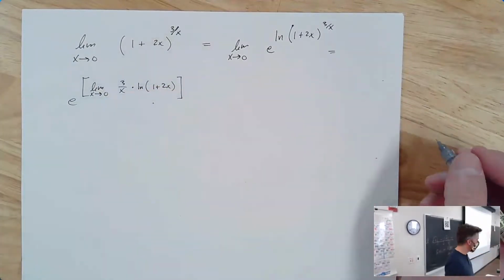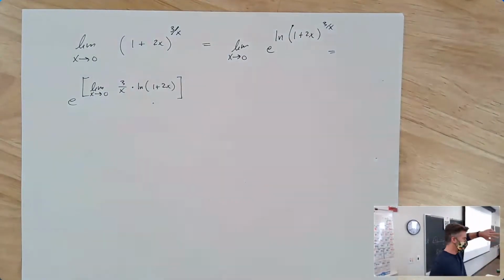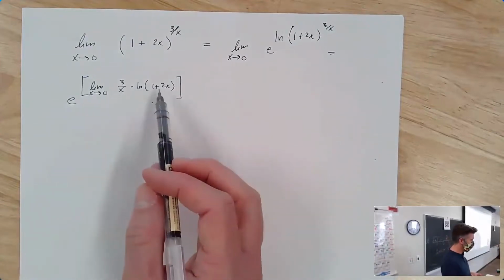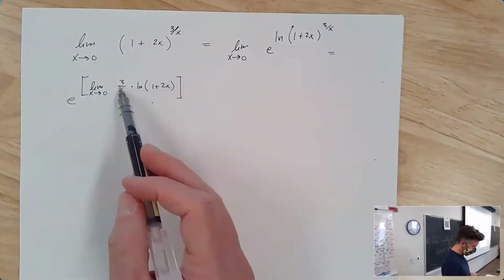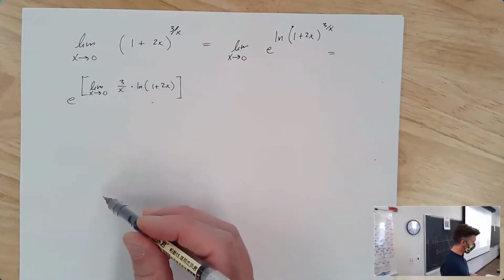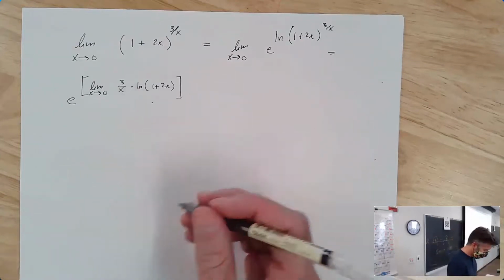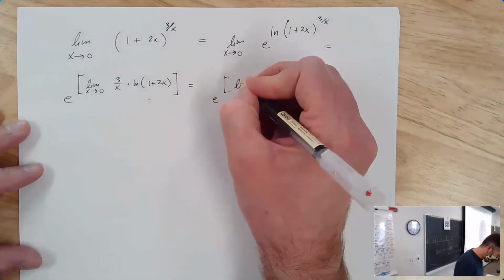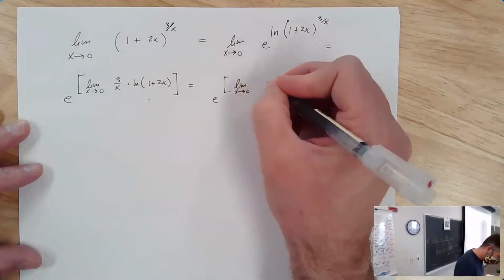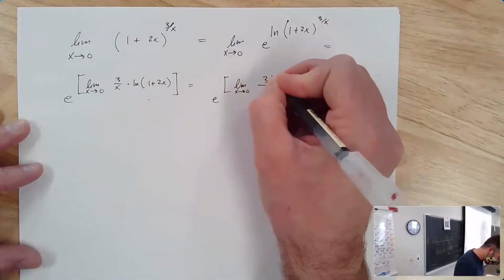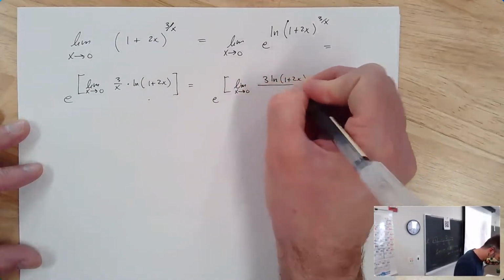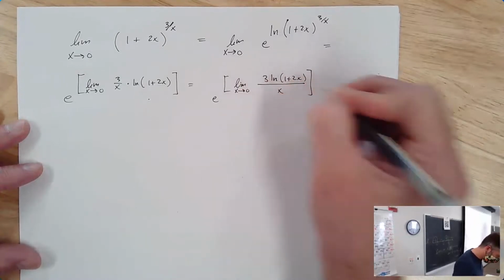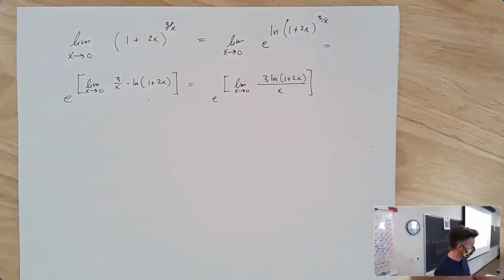Now, here's the thing about this. You don't really need to bring the 3 over x down to the bottom as its reciprocal. You could and say that you have an x over 3 in the denominator, or you just say you already have what you need. In the numerator, I have 3 times natural log of 1 plus 2x. In the denominator, I have x. So I would maybe just reimagine this as e to the limit as x goes to 0 of the fraction 3 natural log of 1 plus 2x over x. It's way nicer when it's written like this.